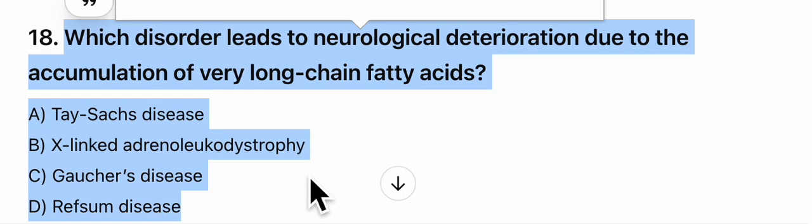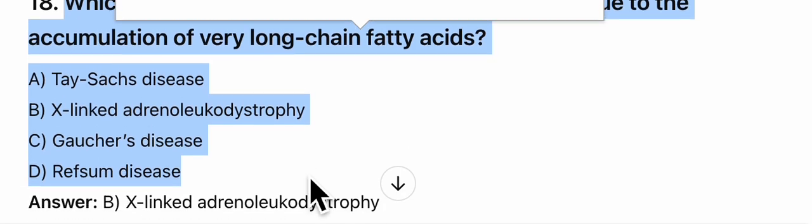Which disorder leads to neurological deterioration due to the accumulation of very long-chain fatty acids? A. Tay-Sachs disease. B. X-linked adrenoleukodystrophy. C. Gaucher's disease. D. Refsum disease.